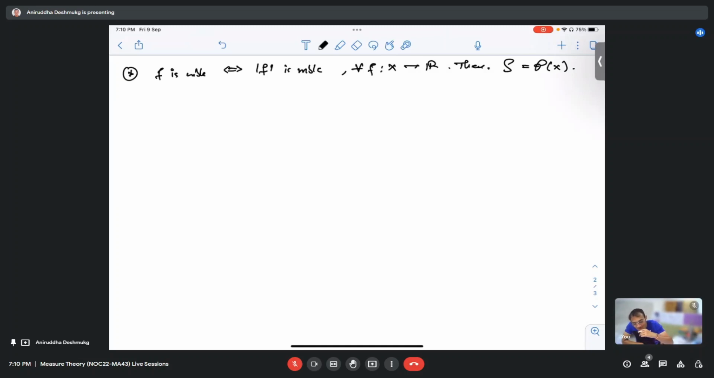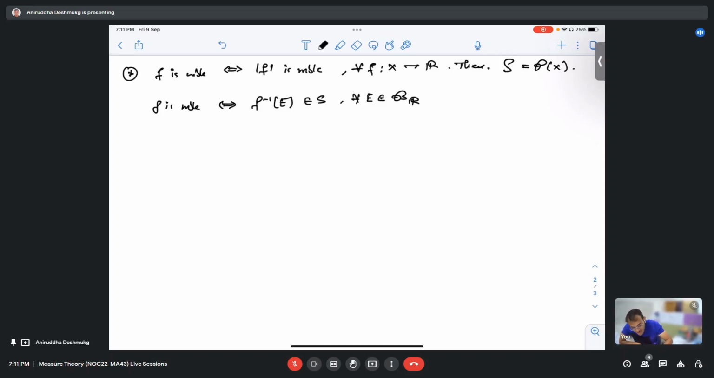Okay, fine. If that submission deadline is gone, then how to prove this is that, see, what we are saying is for every f from X to R, f is measurable if and only if mod f is measurable, right? And there is this equivalence that f is measurable if and only if f inverse of E belongs to S for every E in the Borel sigma algebra of R. Right?